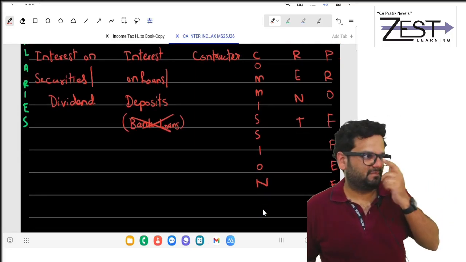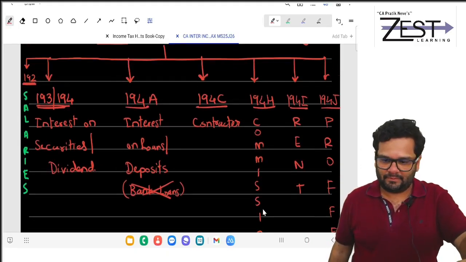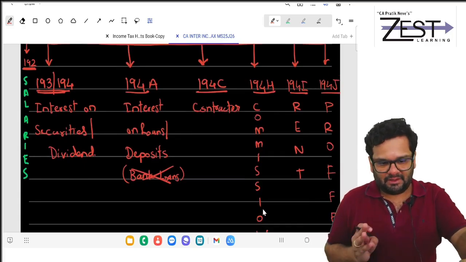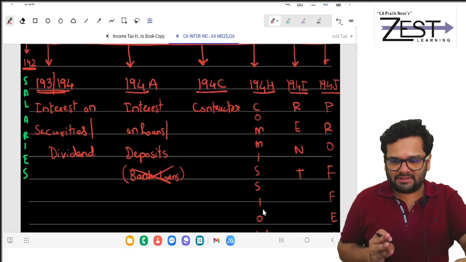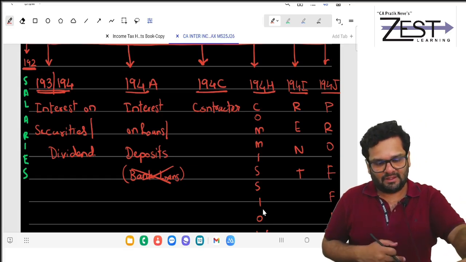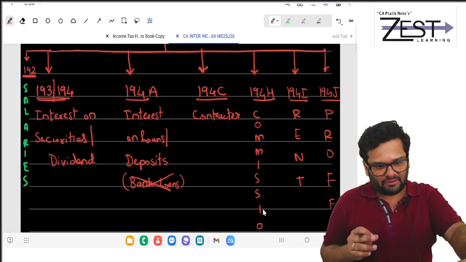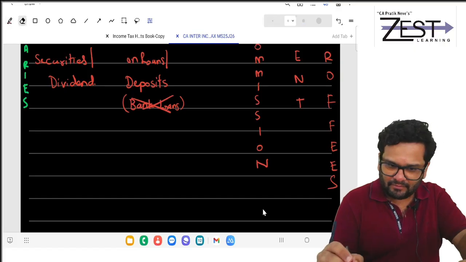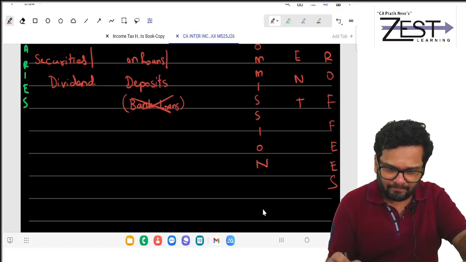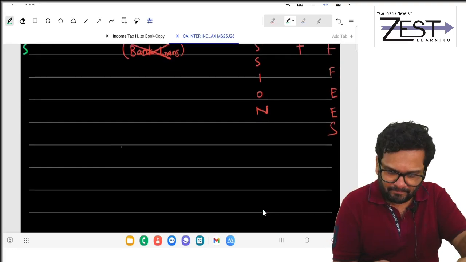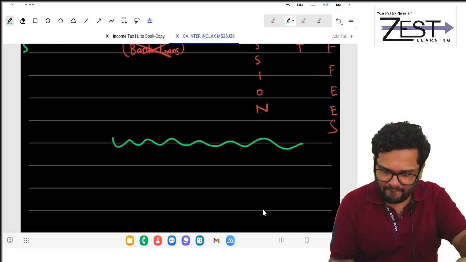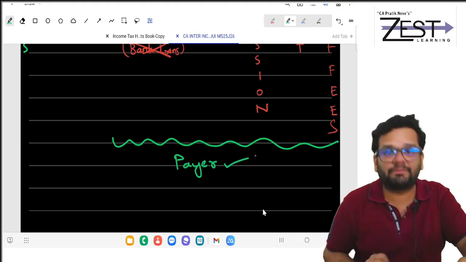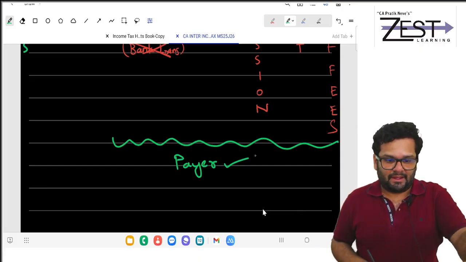Remember, what is common? In 194 A, C, H, I, J, forget 193, 194. Yes, payer is common. Payer is common. You know who is payer.